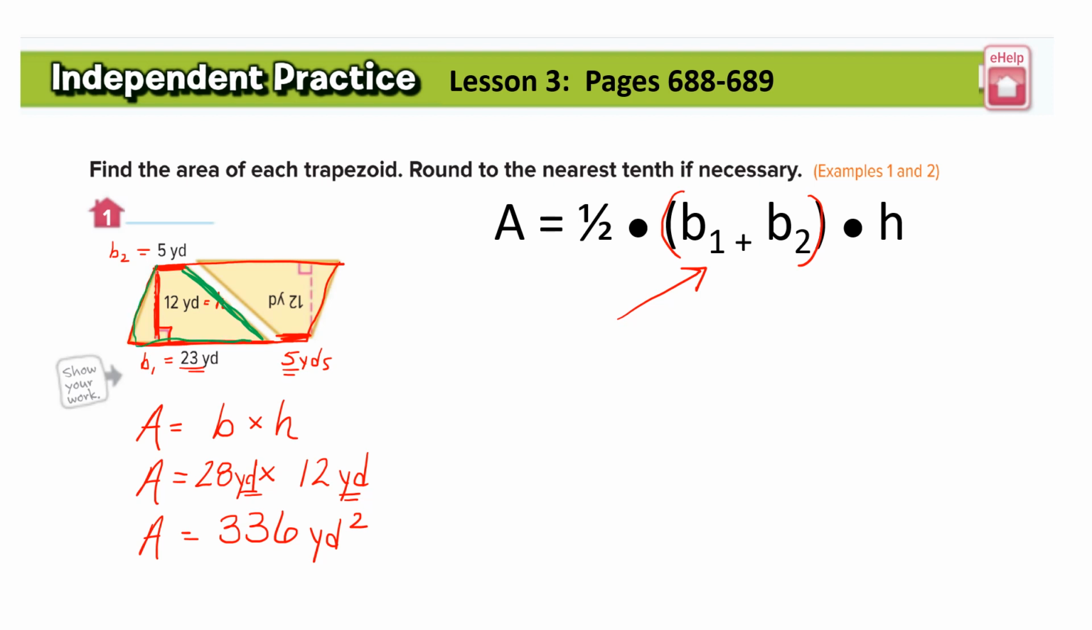Okay? So what can I do? Well, I can divide by half. Now you may see it multiplying by a half and dividing by 2 are the same thing. So I could also just go like this and write a 2 here, because that's divide by 2. And when I do that, my answer will be 168 yards squared. So this is how we get that formula.